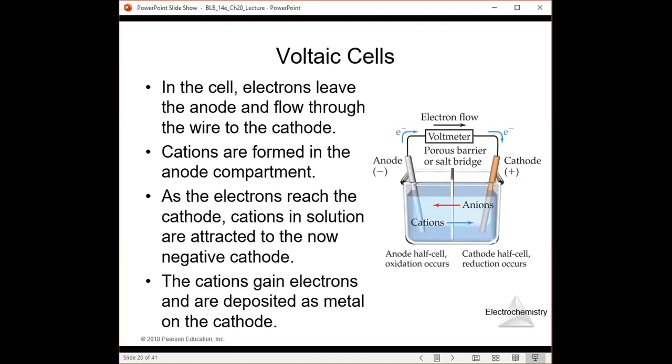In the cell, the electrons leave the anode and flow through the wire to the cathode. Cations are formed in the anode compartment. As the electrons reach the cathode, the cations in the solution are attracted to the negative cathode. The cations gain electrons and are deposited as the metal on the cathode. That is what happens. So the metal ions come off and they actually transfer.